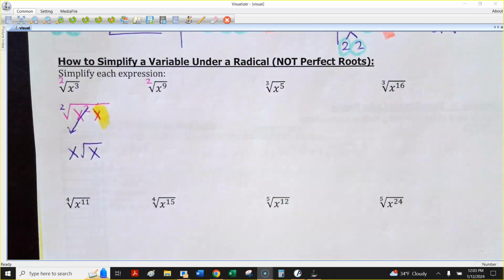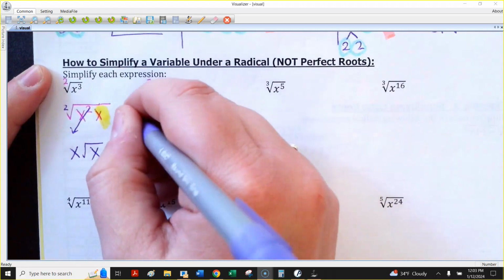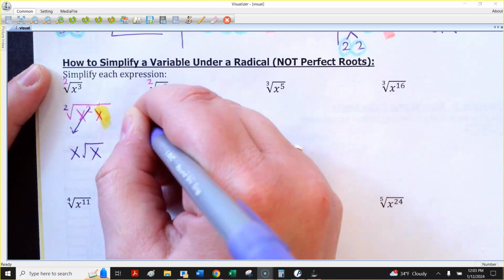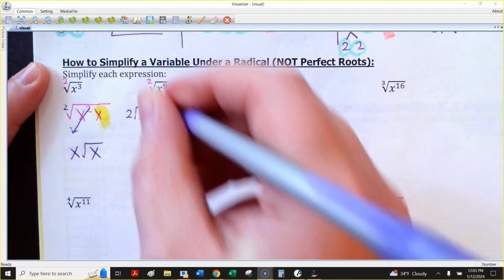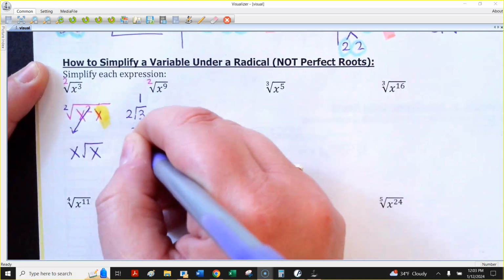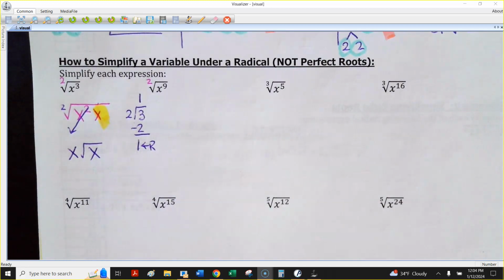Now, the other thing you could actually do is divide that exponent by the root. This would go in 1 time, right? 1 times 2 would be 2, and 1 would be your remainder. I know that's a little bit weird. So I'm going to pull out 1x, and there's 1x left underneath, if that makes sense. You could do it like that too. Just divide the exponent by the index of the root.